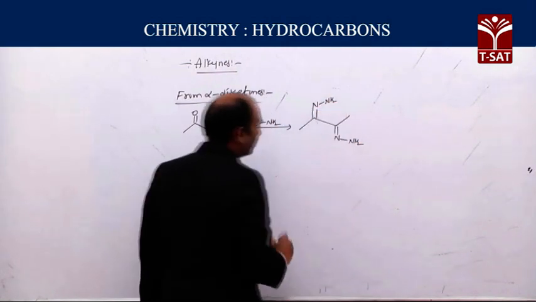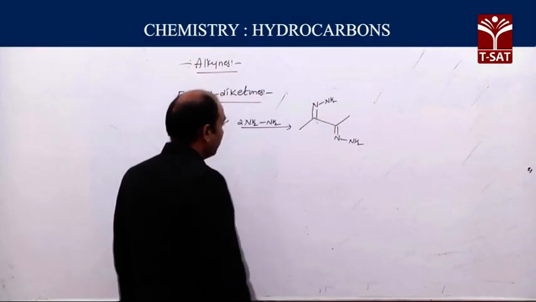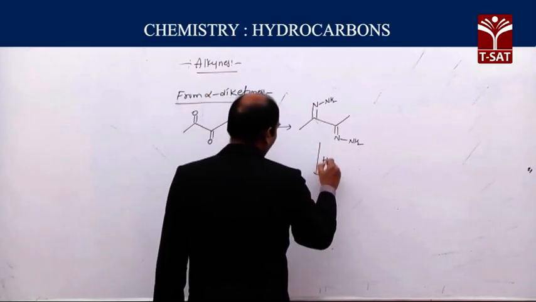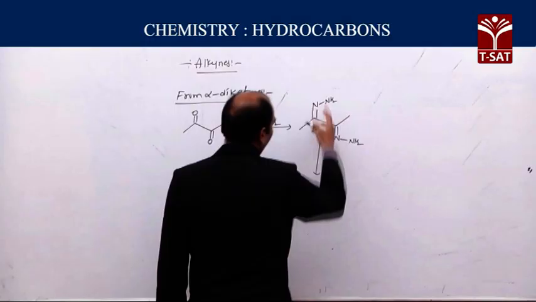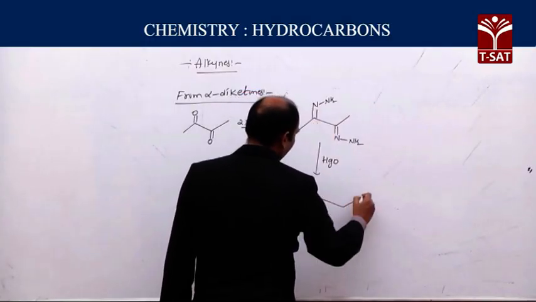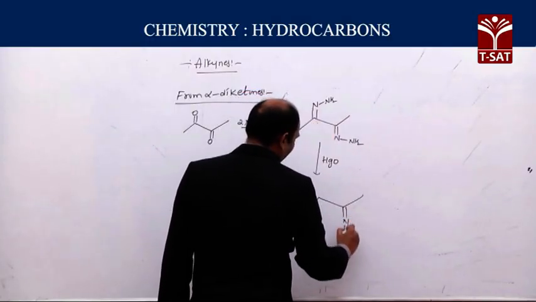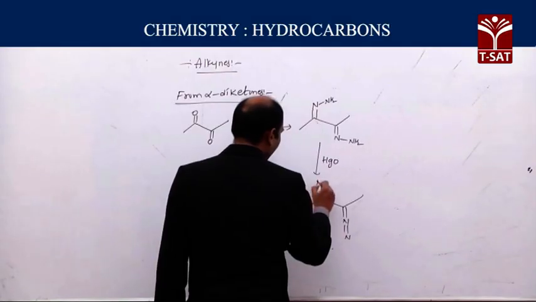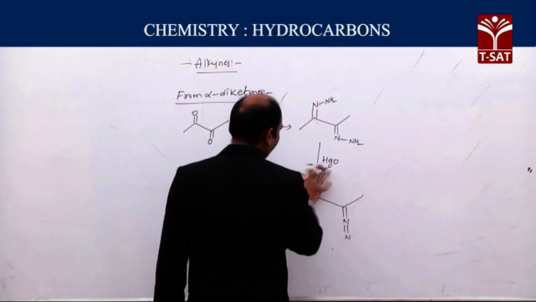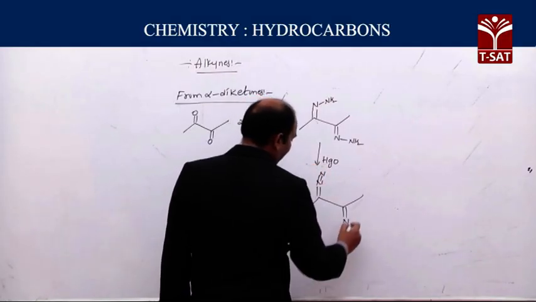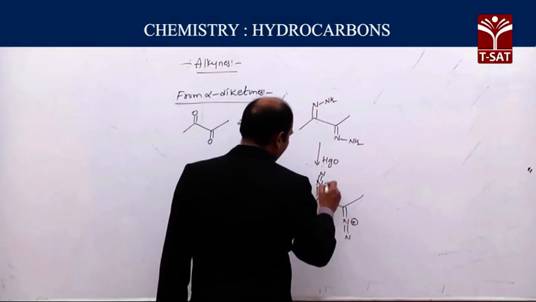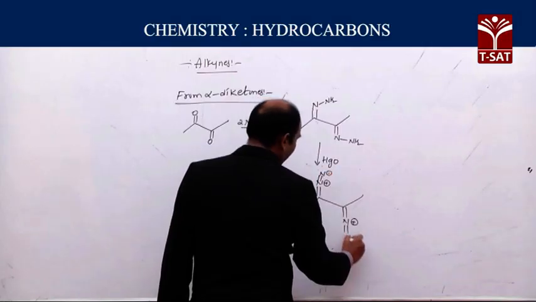This is called bis hydrazone. Now this is treated with HgO, and a water molecule is lost. This is double bond N, here double bond N, this is double bond N, here double bond N. So this one is formed with double bond N. Here it has a plus charge, here a plus charge, this is minus, this is minus.